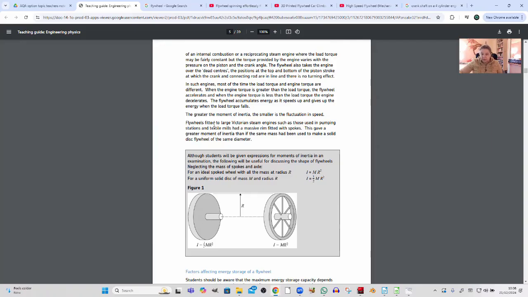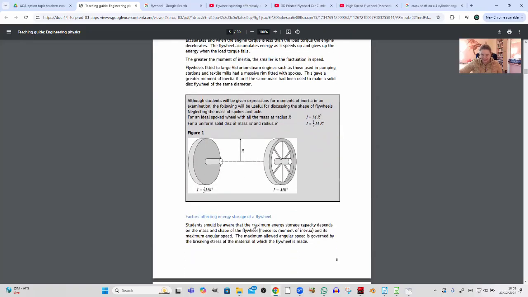Okay, it says flywheels fitted to large Victorian steam engines, such as those used in pumping stations and textile mills, have a massive rim fitted with spokes. This gave a greater moment of inertia than if the same mass had been used to make a solid disc flywheel of the same diameter. So this has got a lower moment of inertia than this one, even though there's the same amount of material present. I know, it's cool, isn't it?